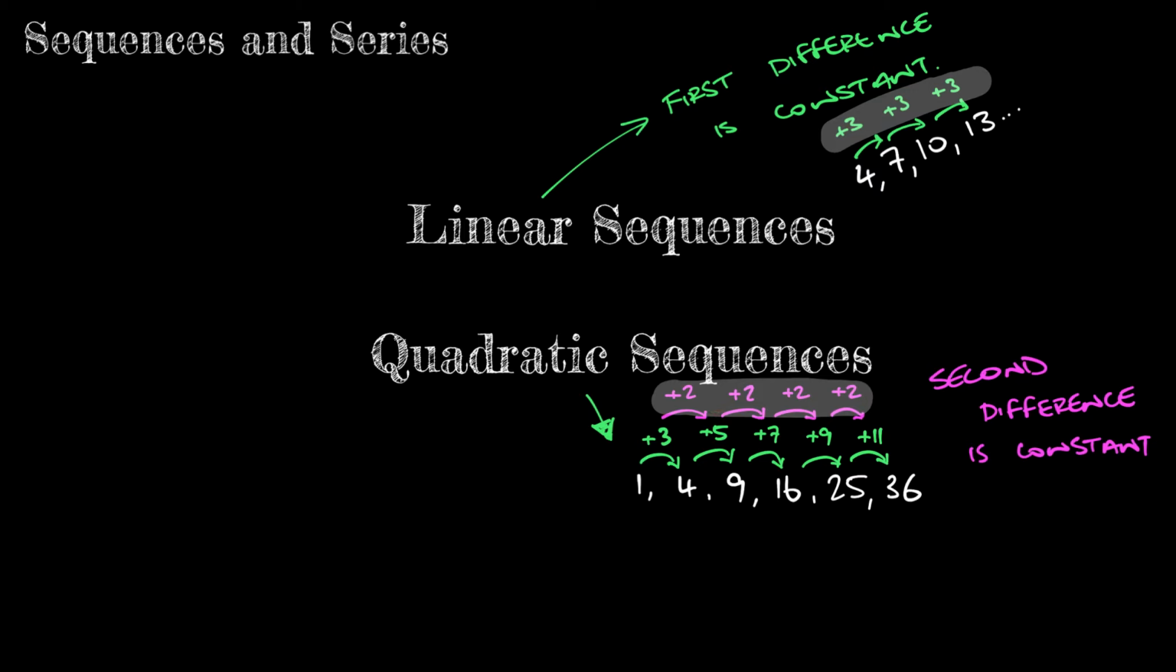Okay? So it's always just a matter of getting the differences. If the first difference isn't the same, and we can see there it's not the same, then go on and find the second difference. Okay? And that's, we know, the difference between a linear sequence and a quadratic sequence.